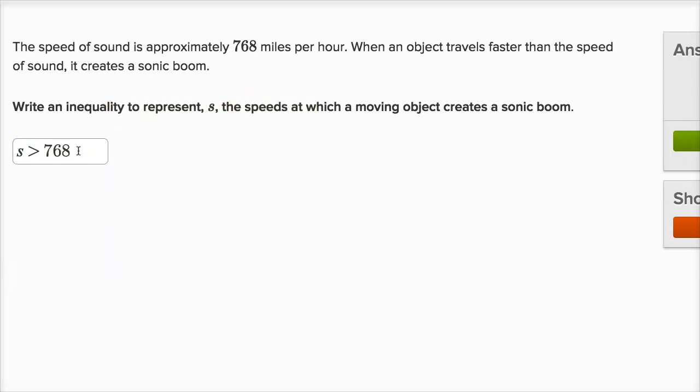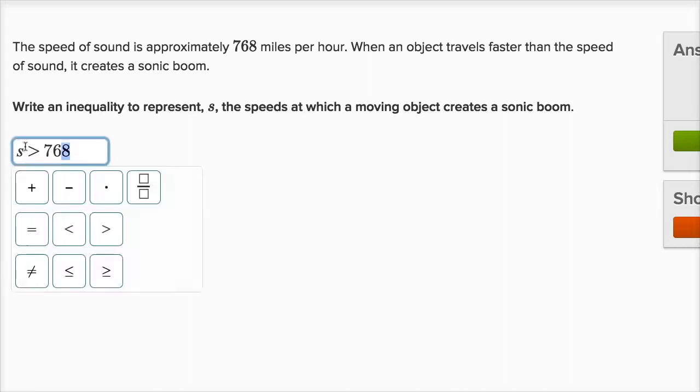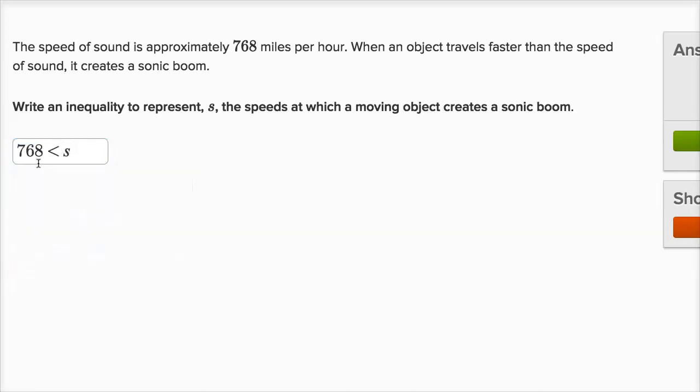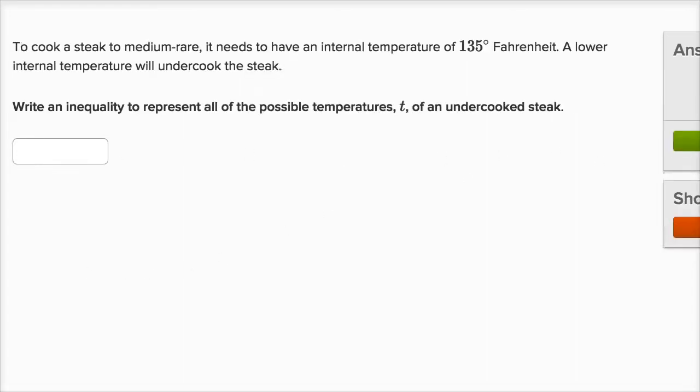Now, another way we could have written that is that 768 needs to be less than S. That's another way we could write it. In either case, our speed is going to be greater than 768 miles per hour. We'll check our answer. Let's do a few more of these.